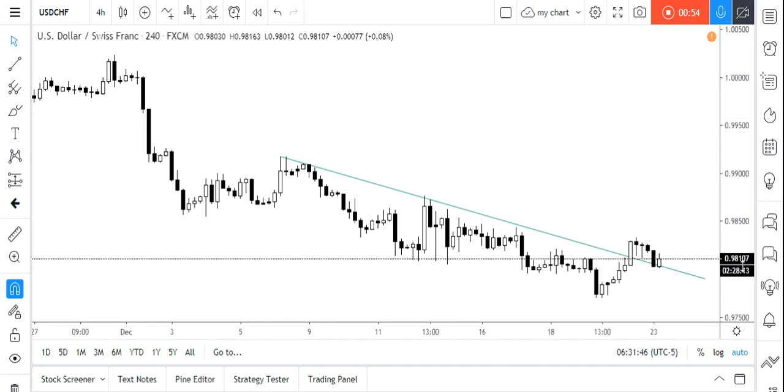The market is now at around the same area, 0.9810. You can enter right now, or you can place your buy limit at 0.9810.